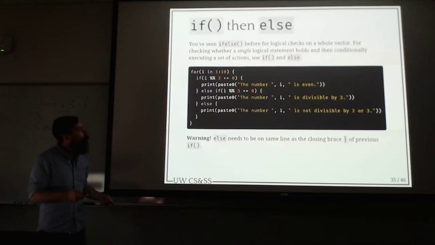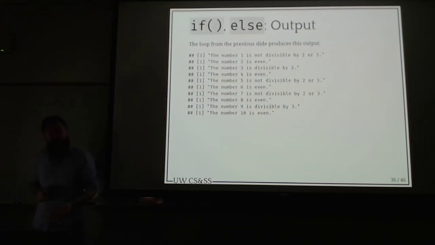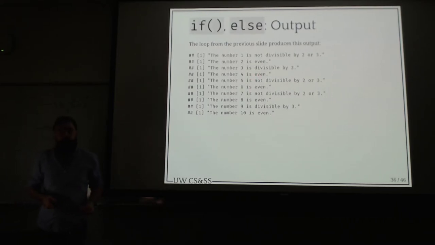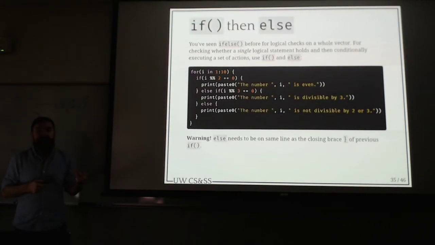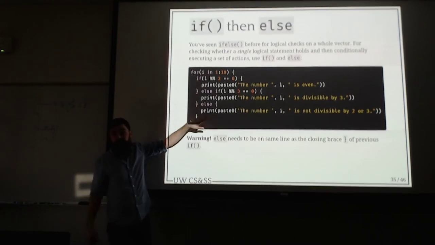Okay? What does this do? It does this, looping over the numbers 1 through 10. Number 1 is not divisible by 2 or 3. The number 2 is even. 3 is divisible by 3. 4 is even. 5 is not. So on and so forth. So it's run through the conditional flow of this statement. I look at something like this, and this is saying, okay, if this is true, do this. If not, do this other thing. If this is also not true, then do this third thing instead.